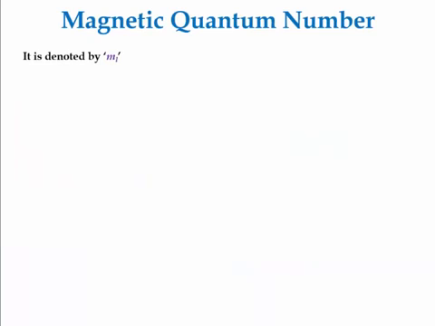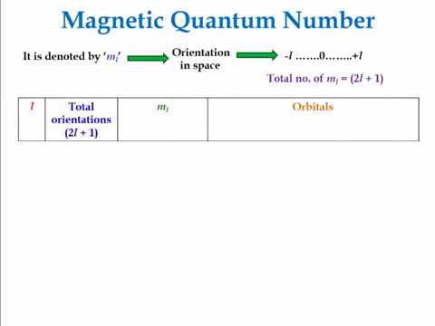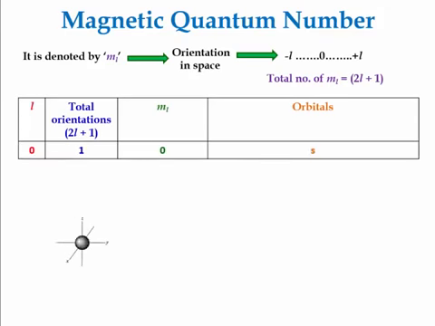It is denoted by small letter ml and it describes the orientation in space. ml will have the values from -L to +L through 0, where L is the azimuthal quantum number. So total orientations will be 2L plus 1. Let us understand with the help of examples. If the value of L is 0, total orientations become 2L plus 1, that is 1, and ml will have only one orientation, that is 0, and 0 stands for s orbital, and hence there is only one s orbital.